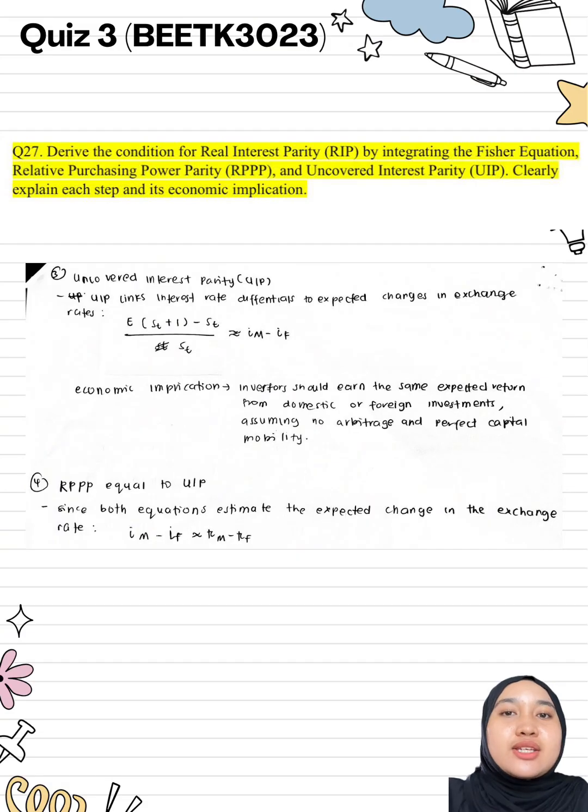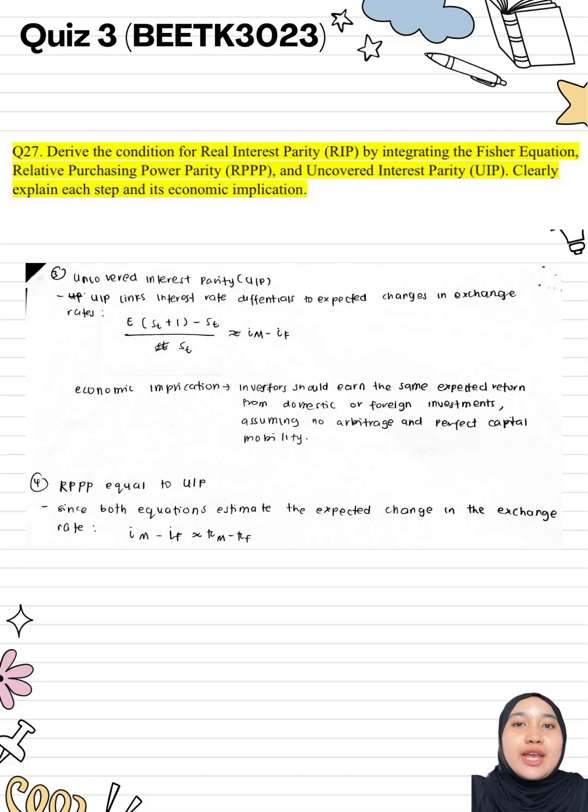Next, we apply uncovered interest parity. UIP tells us the expected change in the exchange rate is equal to the interest rate difference between countries. We express it as E[S(t+1)] minus S(t), over S(t), is approximately equal to iM minus iF. This implies investors expect to earn the same return whether they invest in domestic or foreign assets, assuming no arbitrage. Since both relative purchasing power parity and uncovered interest parity predict the same thing, the expected change in the exchange rate, we can set them equal.